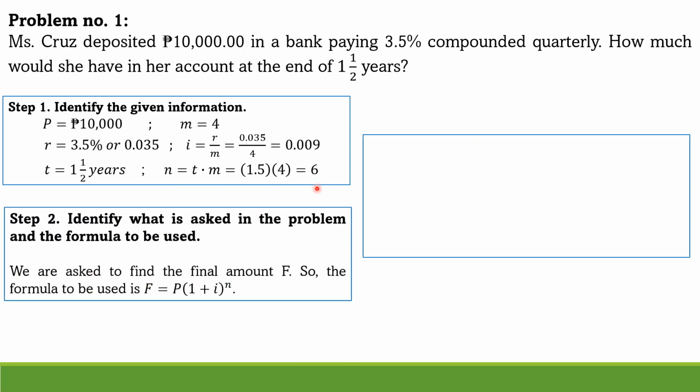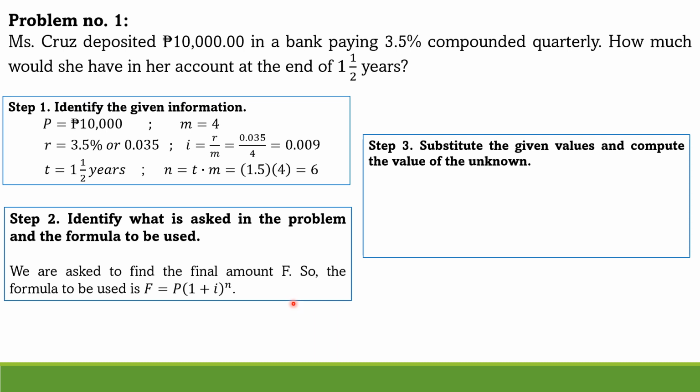Okay? And the next, we will identify what is unknown in the problem. So, we're asking how much would she have? Ibig sabihin po, we're asked to find the final amount F. Okay? So, we'll use this formula for the compound interest: F equals P times 1 plus I raised to N. And then, for step 3, we'll just substitute the given values to compute the unknown value. So, ang ating present value is 10,000 times 1 plus, ang ating I ay 0.009, raised po sa ating total number of period na 6.